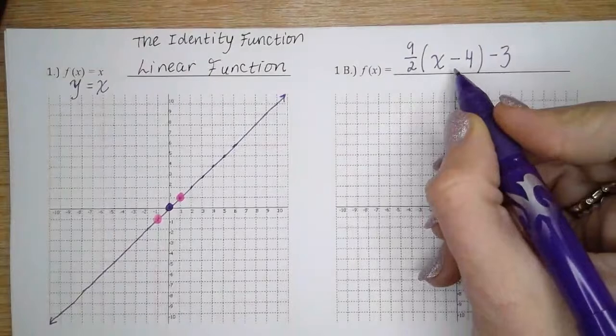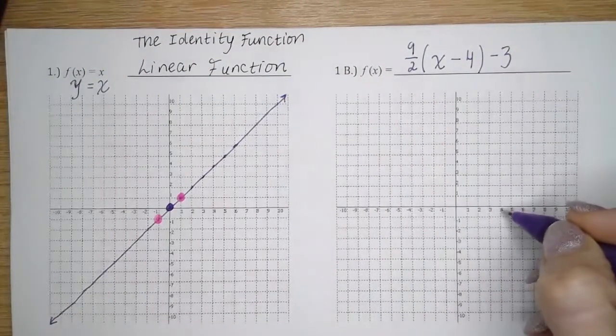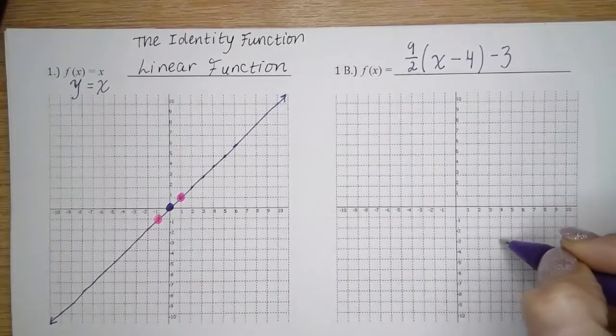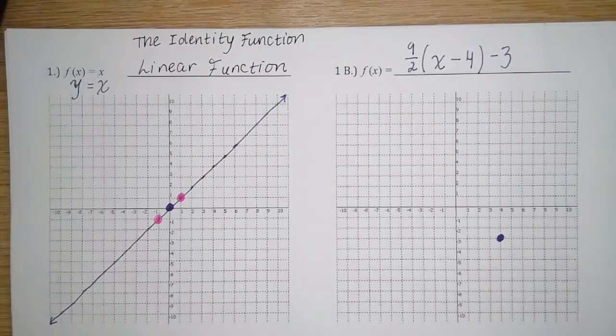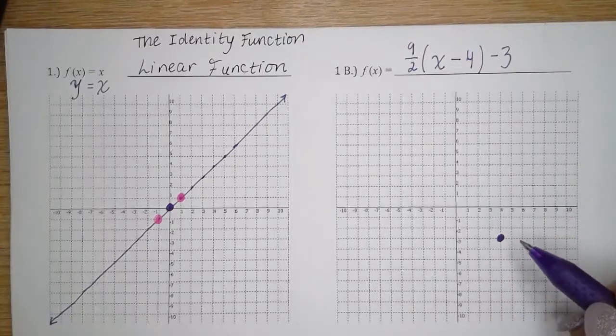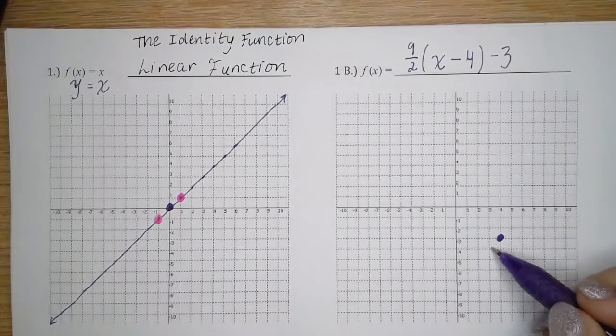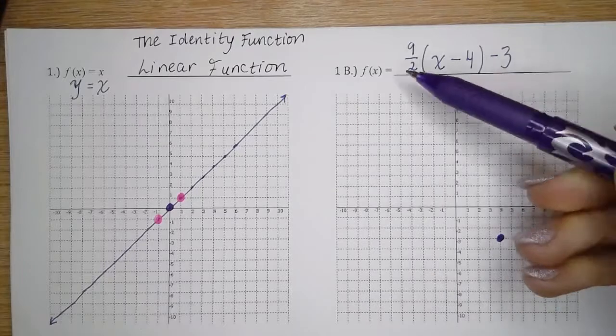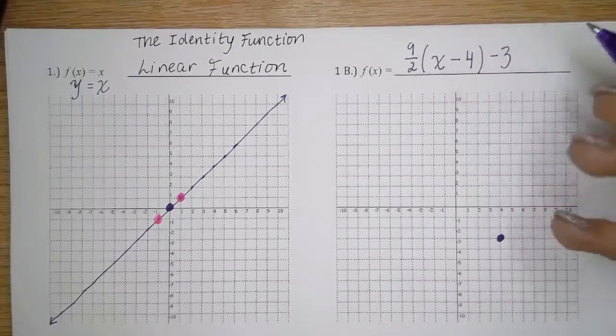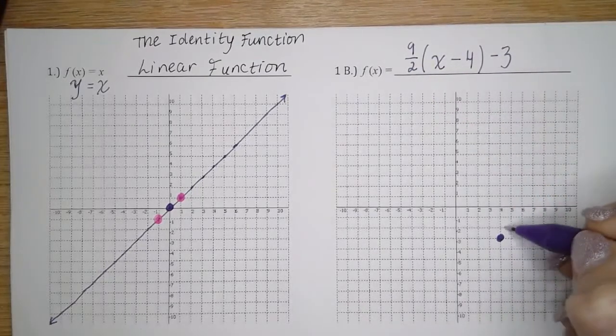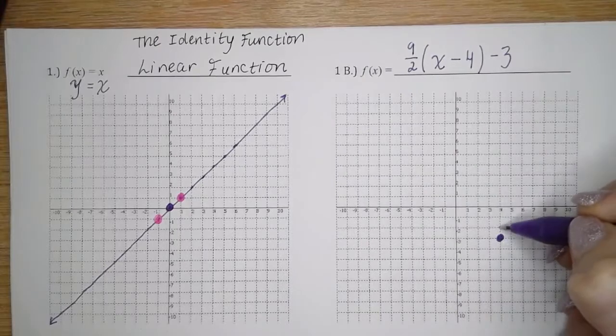I'm going to move my equation to the right 4 and down 3. 1, 2, 3. There I am. That's the purple point right over there. From here, normally my slope is 1. But I have a vertical stretch of 9 over 2, which is 4.5. So instead of going up 1 over 1, I'm going to stretch my up by 9 over 2.